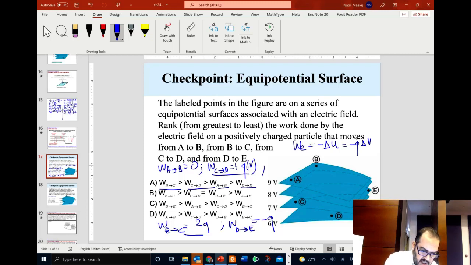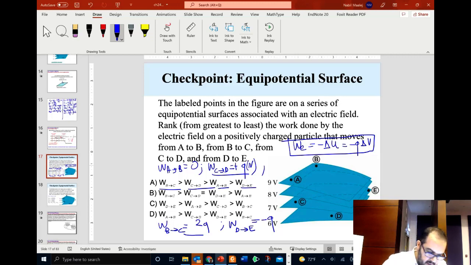So the trick is to write the equation and determine what's delta V in all of these situations, multiply by minus Q. Okay, so here we are lucky the charge is positive. If the charge was negative, then the signs will be reversed. So please be careful about the signs. The charge has a sign, unlike the mass, which is always positive. The charge can be positive and negative.